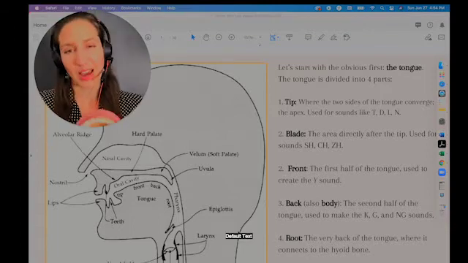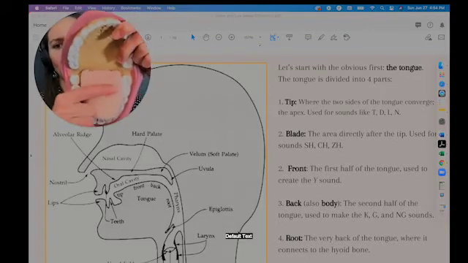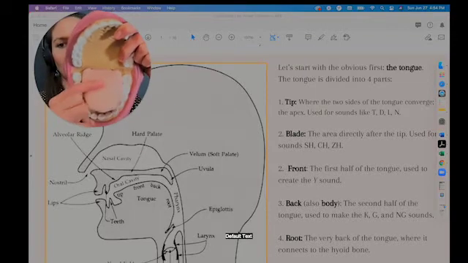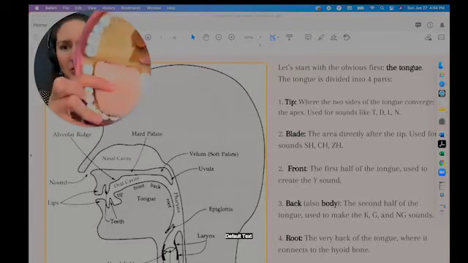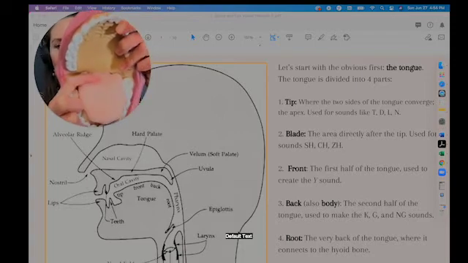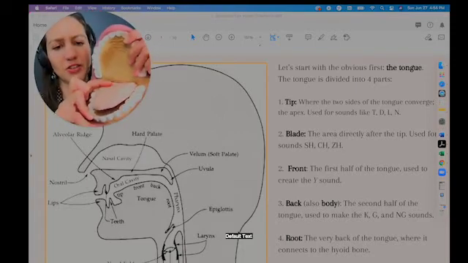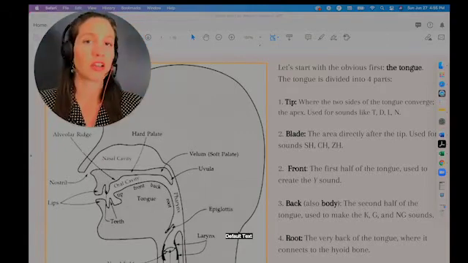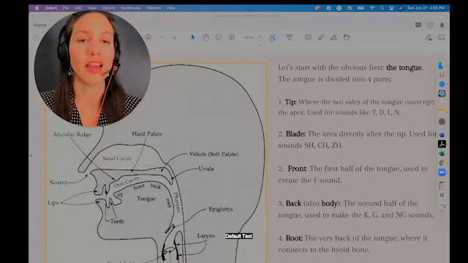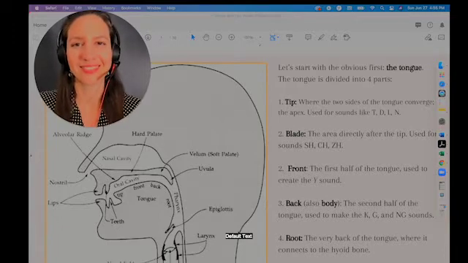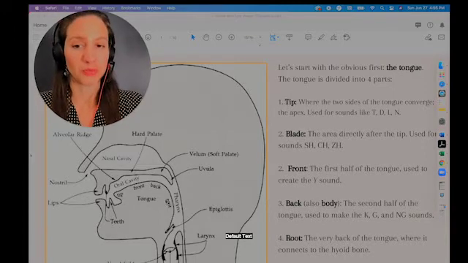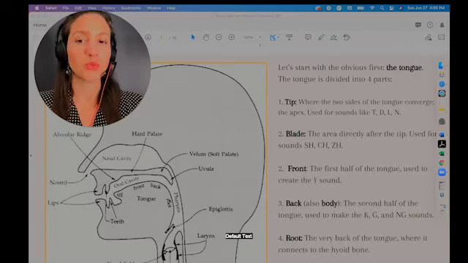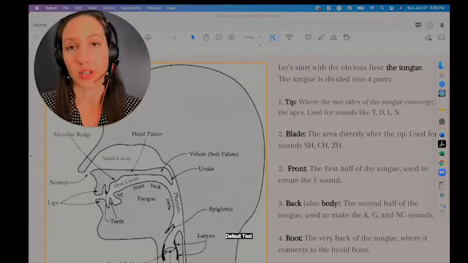Now I want you to imagine that there's a line dividing the tongue in half. This portion of the tongue is called the front and is used to create the y sound, whereas this portion of the tongue is called the back or the body and is used to pronounce sounds such as k, g, and ng. Farther back, past the back of the tongue, is the root, right here. And the root is where the tongue connects to the hyoid bone.